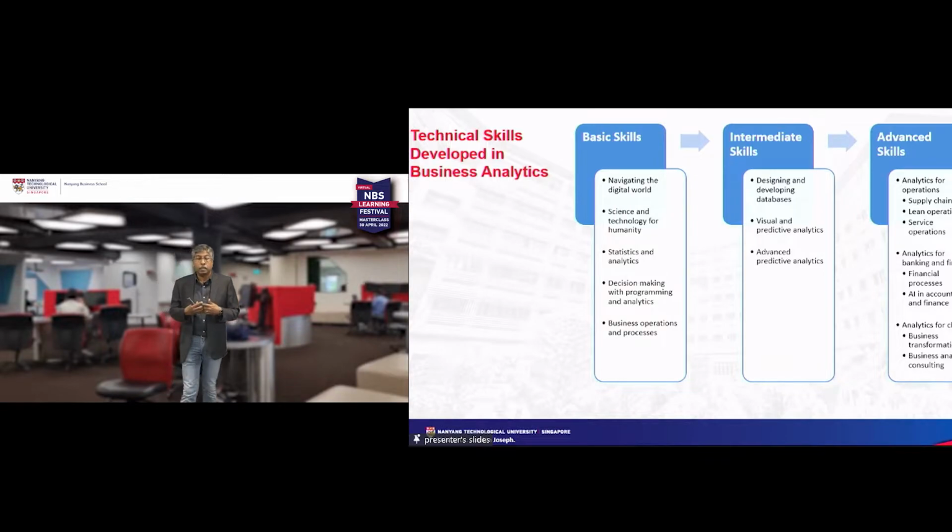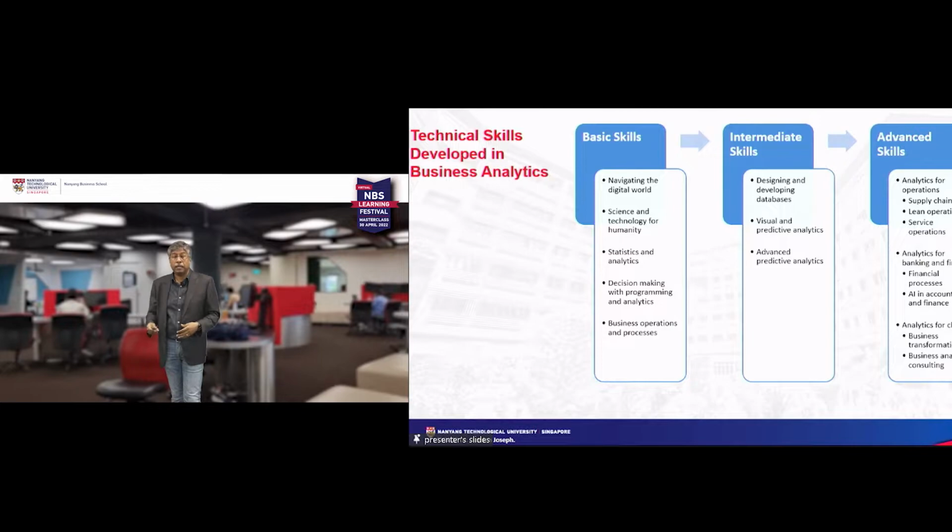And then finally, you need to understand, of course, the operations and the processes. So we'll give you the foundation. And then, if you choose to specialize, we will build your intermediate skills and your advanced skills. So we'll start you again on what databases are, how we capture and store data. We'll go through visual and predictive analytics again. We'll also do advanced analytics, where we will build in artificial intelligence and machine learning systems into your analytics.